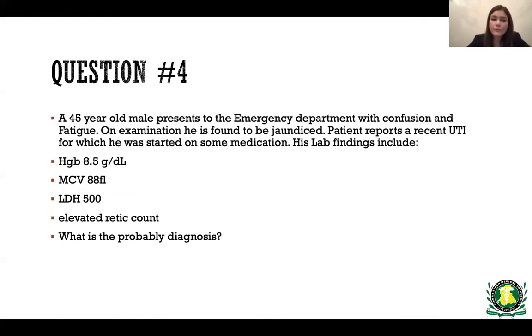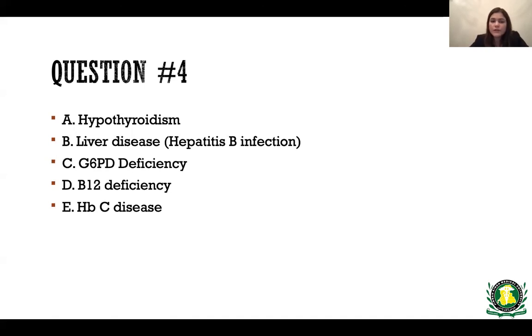A 45-year-old male presents to the emergency department with confusion and fatigue. On examination, he's found to be jaundiced. Patient reports a recent UTI for which he was started on some medication. His lab findings include hemoglobin 8.5, MCV of 88, LDH 500, elevated retic count. What is the probable diagnosis? First option, hypothyroidism, liver disease, G6PD deficiency, B12 deficiency, hemoglobin C disease.